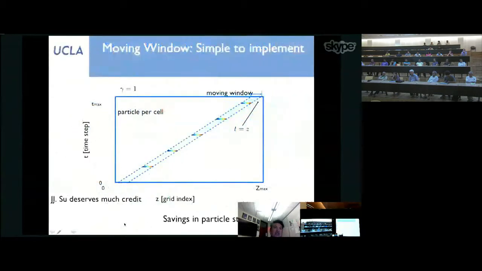So this is just to show, if you plot time steps versus number of grids, that rather than following the whole blue grid area, you just use this moving window, and the area in ZT you need to follow is much narrower and much more computationally efficient. And I want to point out that JJ Su, who was a graduate student around when I was, deserves, although we implemented a lot of this, much of the intellectual credit for this idea.